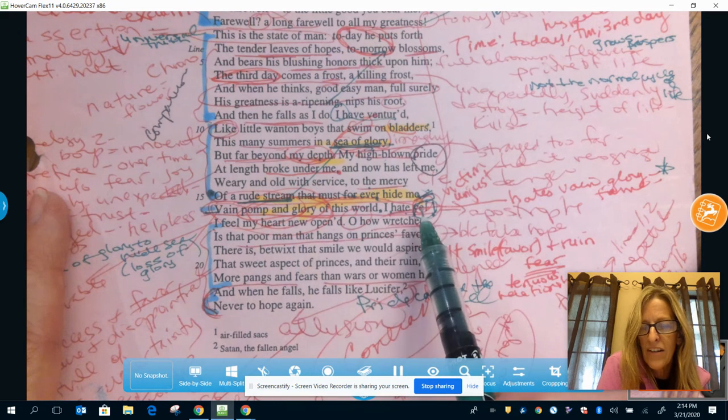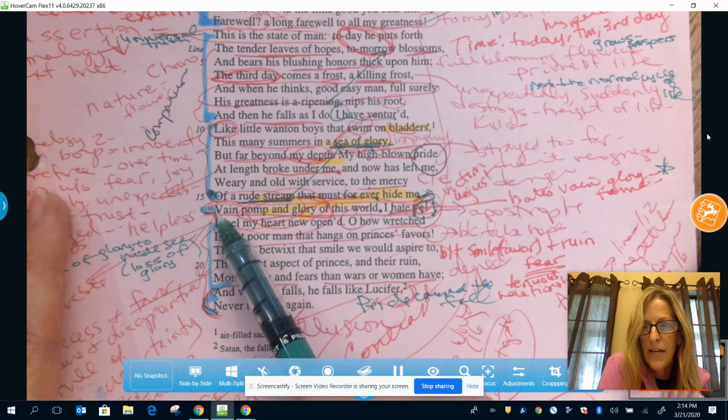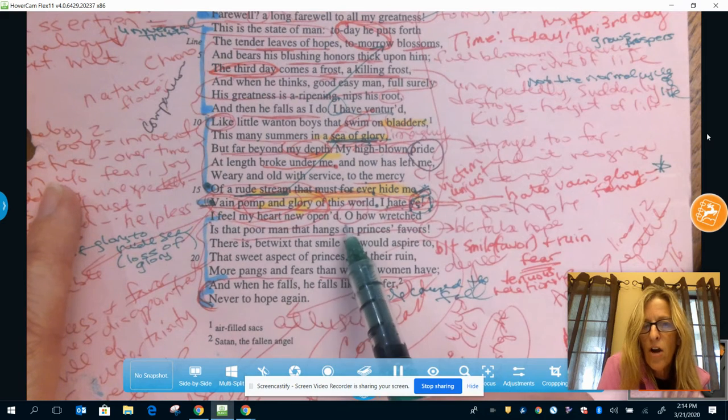But let's go back. See that exclamation point? "Vain pomp and glory of this world, I hate you." What about that tone? What do you think about that shift in the tone there? That's almost disdain, frustration, extreme anger and aggravation. Then he says, "I feel my heart new opened."